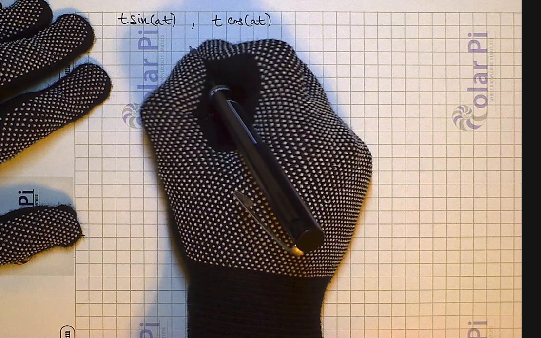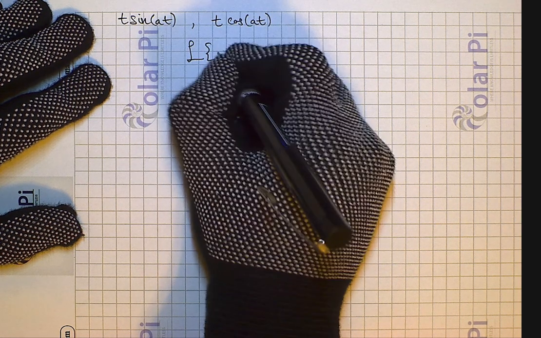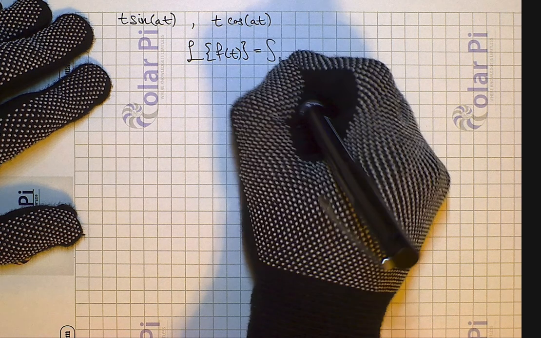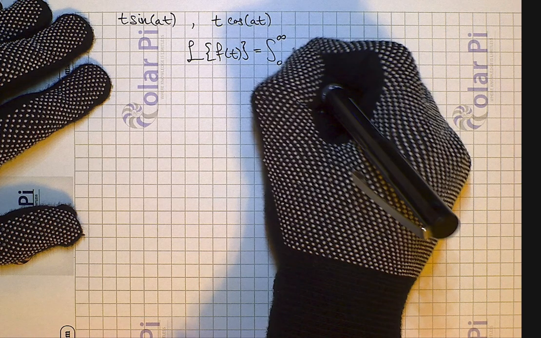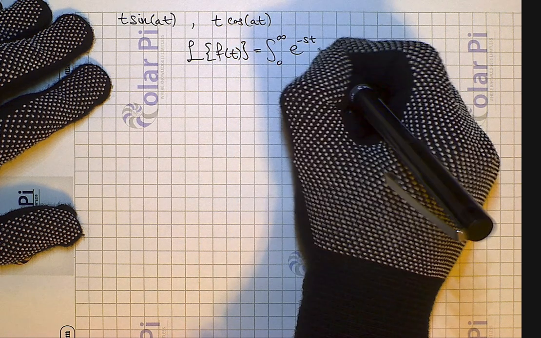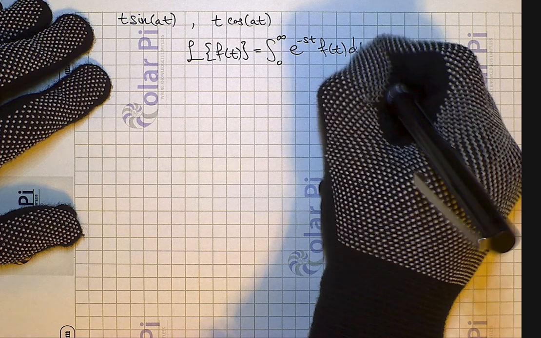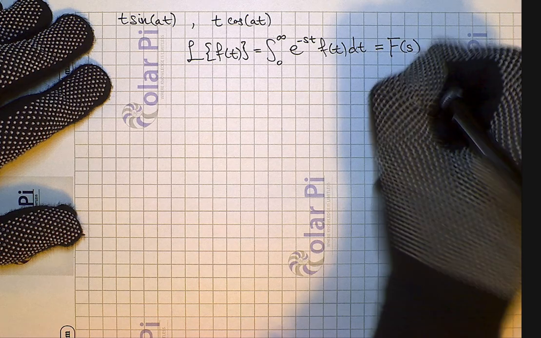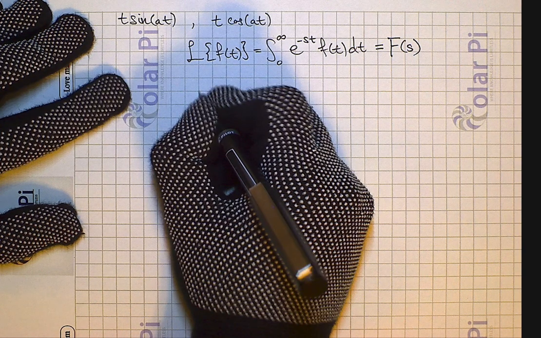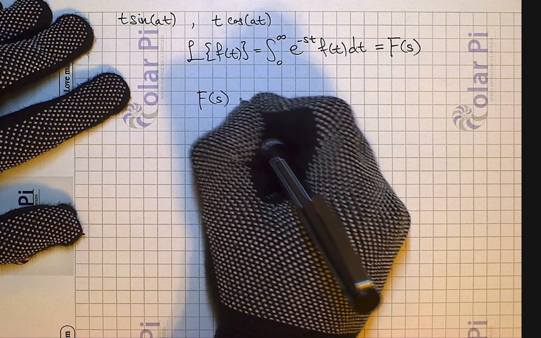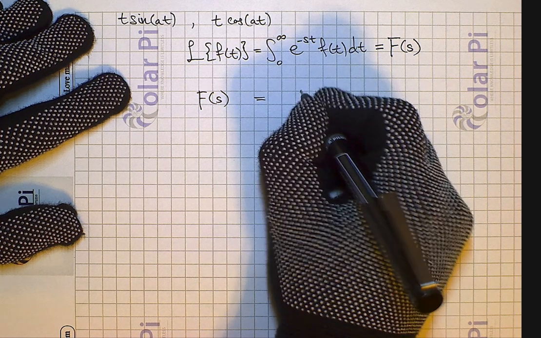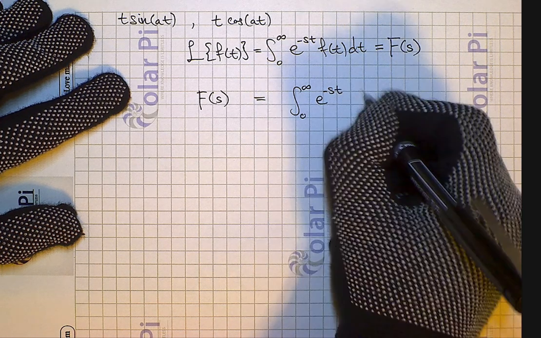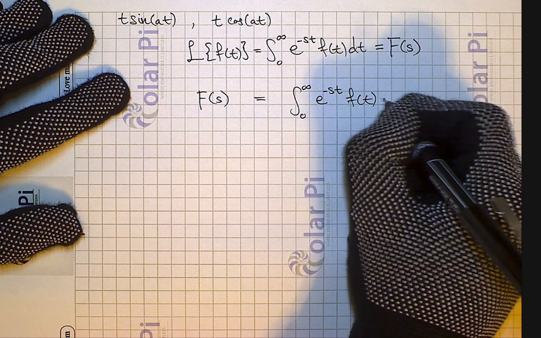To start, remember that for any function f of t, L of f of t, the transform of f of t, is equal to the integral from 0 to infinity of e to the negative st times f of t dt, right? And we also called this integral capital F of s. So let me rewrite again. Capital F of s, the transform, is equal to the integral from 0 to infinity e to the negative st times f of t dt.